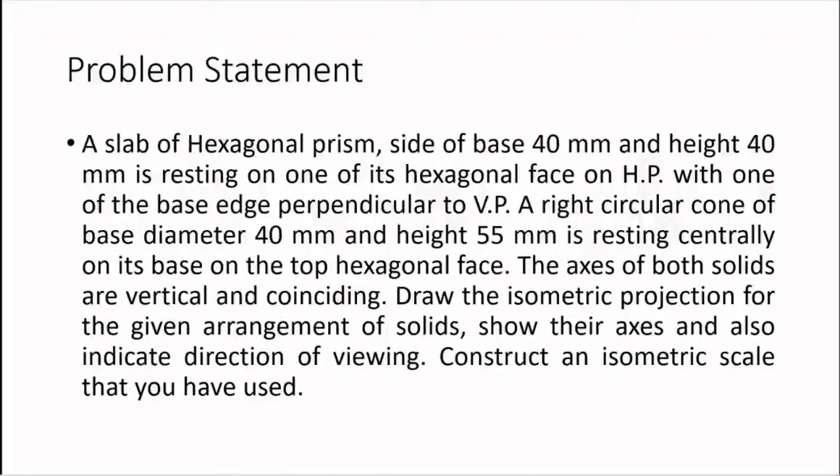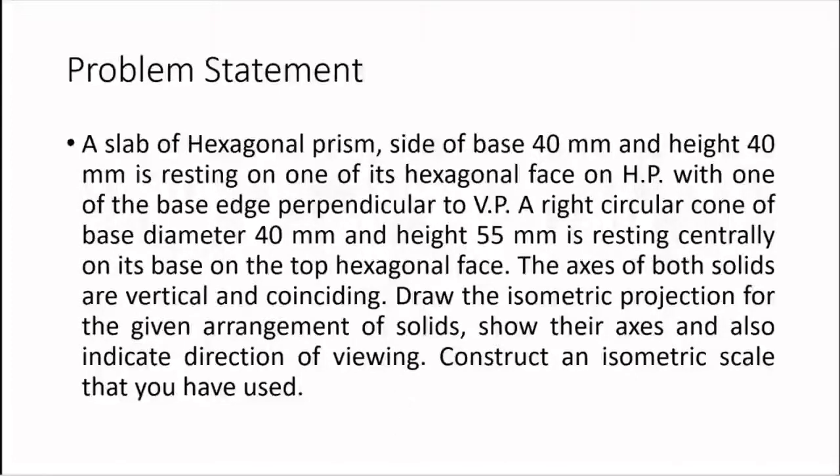So the information provided by the problem statement, which is important, is that the lower solid is a hexagonal prism of side of base 40 mm and height 40 mm. One of the base edges is perpendicular to VP. On top of it is a right circular cone with base diameter 40 and axis height 55 mm. We have to make sure that the axes of both the solids are vertical and coinciding, and we also need to construct the isometric scale and indicate the direction of viewing.